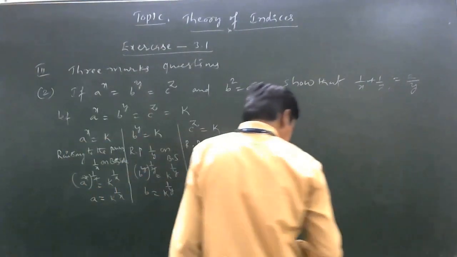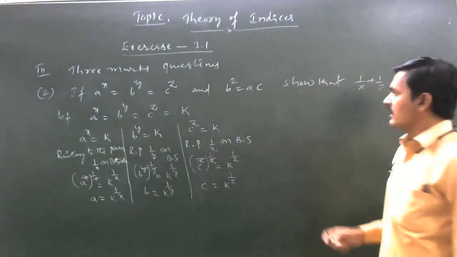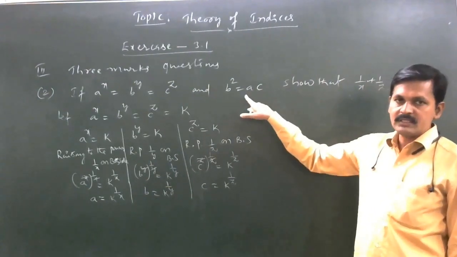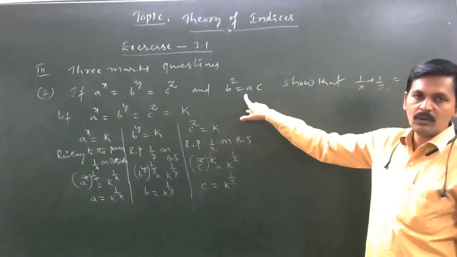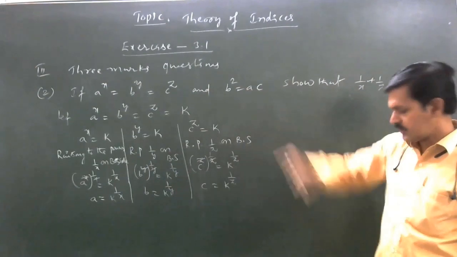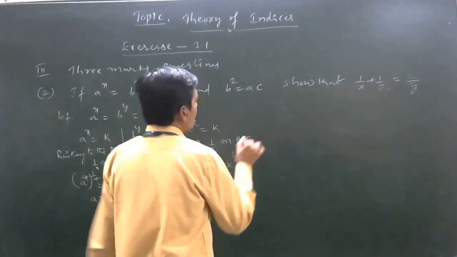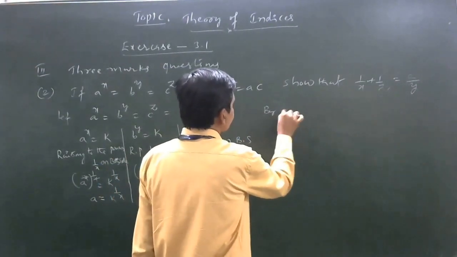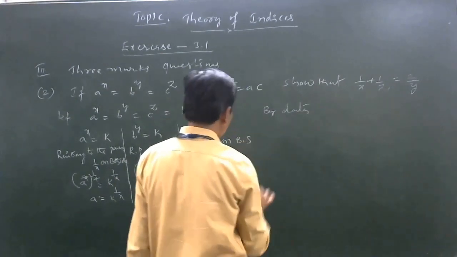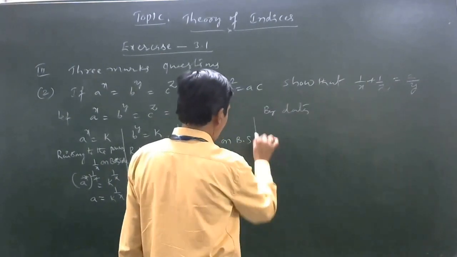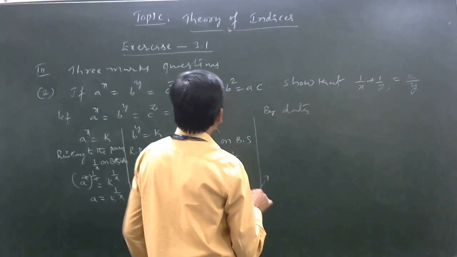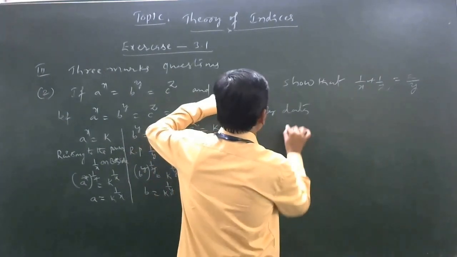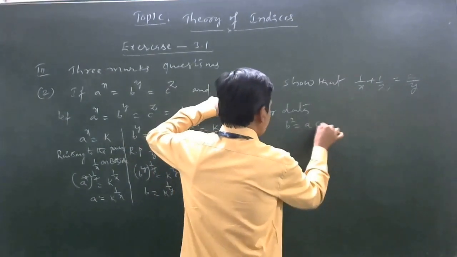Here in the data, one more condition is given. What is this condition? It is b square equals ac. By the data, the condition is b square equals ac.